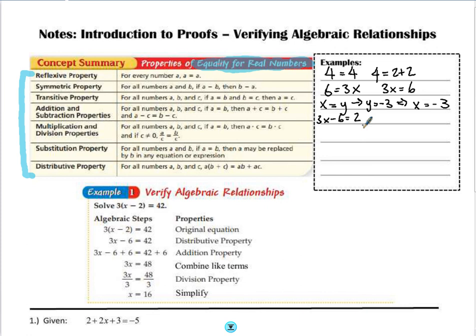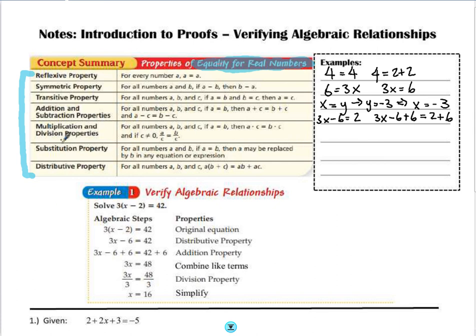But the real question is, why can I do that? It's really because of the addition and subtraction property. Because I have a negative 6 here, to keep the scale balanced, I'm going to add 6 to both sides of the equation, and I can do that because of the addition and subtraction property. Then negative 6 plus 6 becomes 0 because of the additive identity property, but for right now, this is good enough.